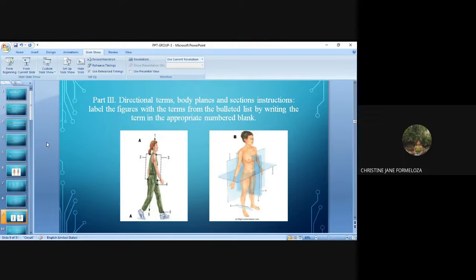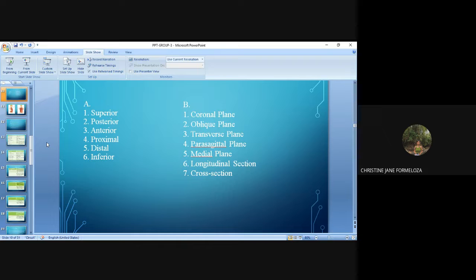Part 3. Directional terms, body planes, and section instructions. Label the figure with the terms from the bulleted list by writing the term in an appropriate number blank. For Part 3A, these are our answers.